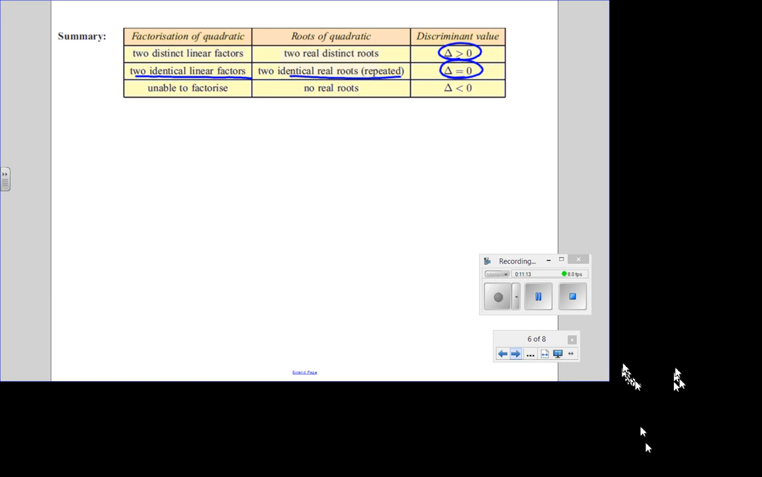And last but not least, if you have your discriminant less than 0, which is going to give you a negative number underneath the square root, then you'll wind up not being able to factorize, and you won't get any real roots. So you'll have to leave your answer with an imaginary number in it.